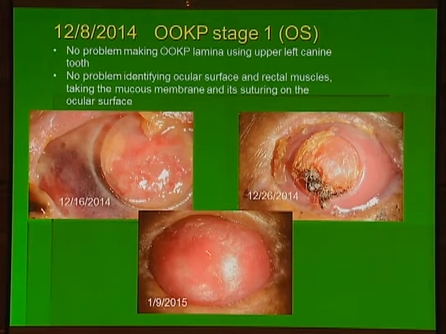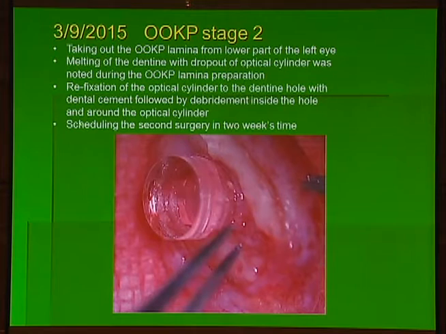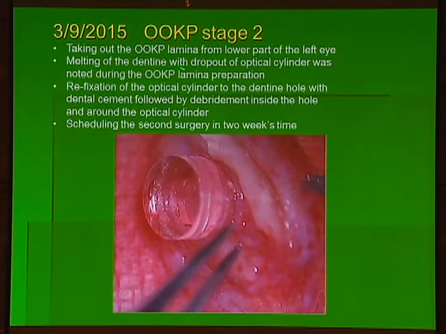On stage two, there were problems. Taking out the OOKP lamina from the lower part of the left eye, I found melting of the dentin with dropout; a very loose optical cylinder was noted during the OOKP lamina preparation. So we could not continue the surgery. I asked Dr. Hamada to call him back, and refixation of the optical cylinder in the dentin hole with dental cement was done, followed by debridement inside the hole and around the optical cylinder. A little bit loose, but it succeeded. We put it back under the skin and scheduled the second stage in 2 weeks' time.